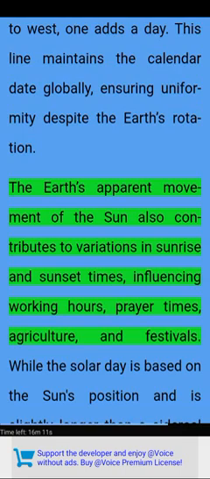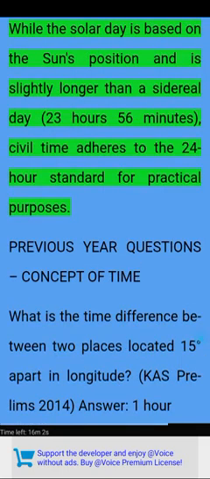The Earth's apparent movement of the sun also contributes to variations in sunrise and sunset times, influencing working hours, prayer times, agriculture, and festivals. While the solar day is based on the sun's position and is slightly longer than a sidereal day, 23 hours 56 minutes, civil time adheres to the 24-hour standard for practical purposes.